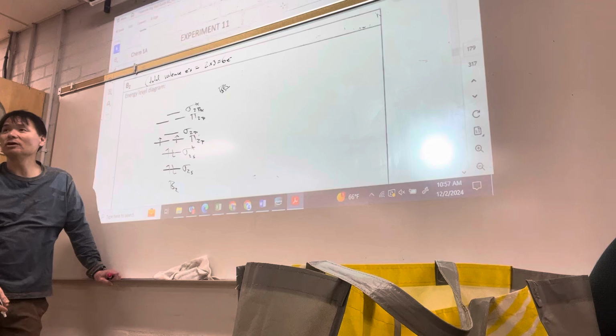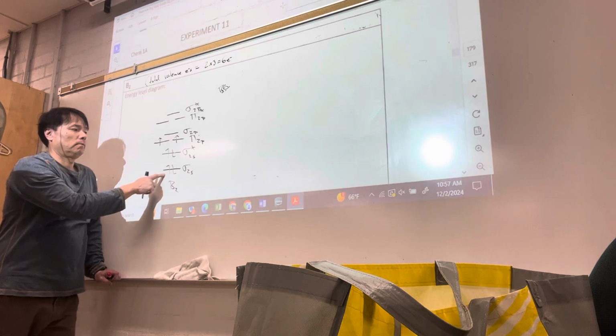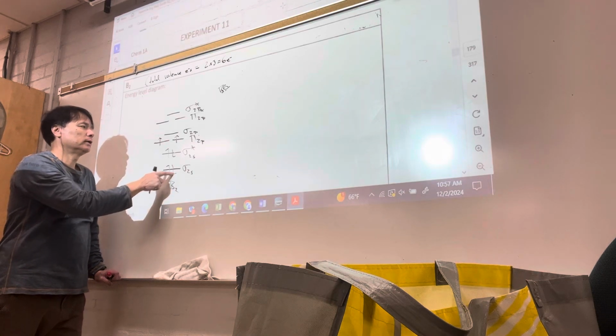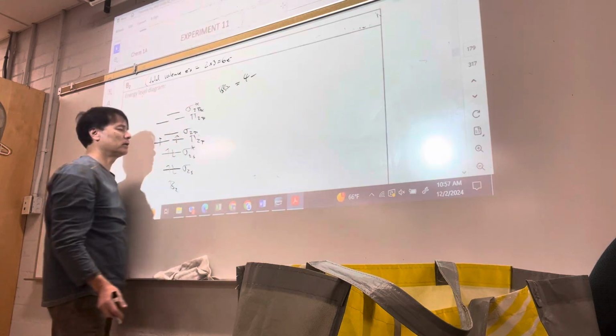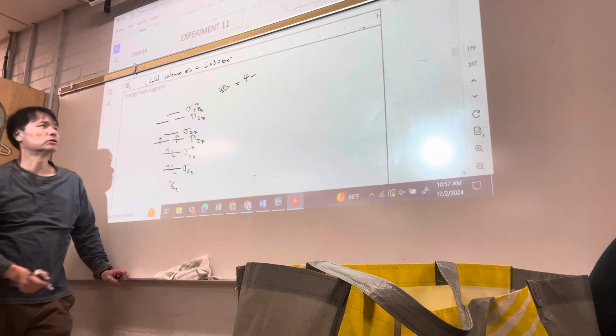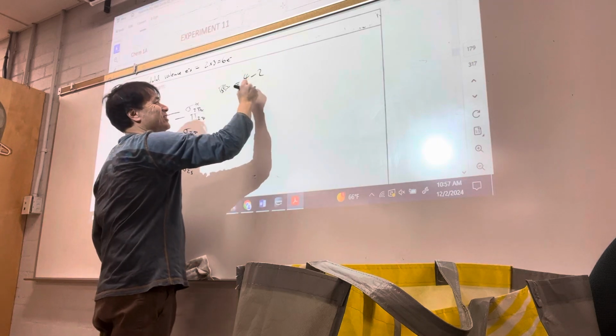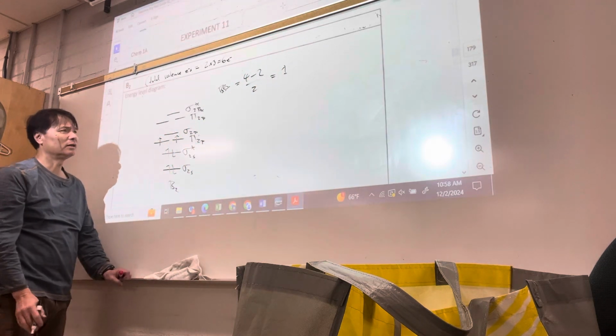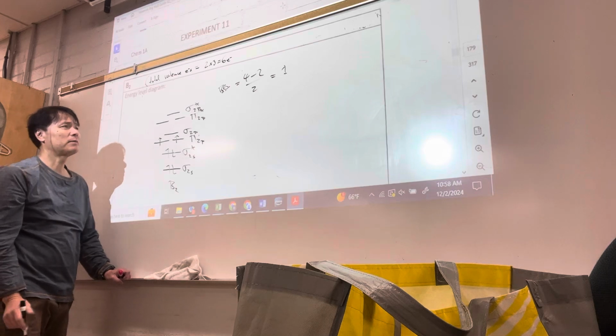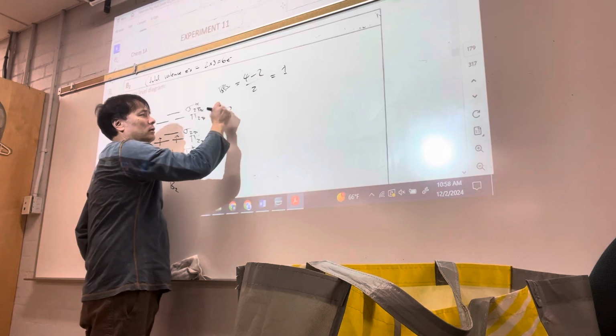How many bonding electrons do I have? Yeah, 4. 2 here and then 2 up here. So that's a total of 4. And anti-bonding electrons? 2. Divided by 2 gives us a bond order of 1. So we expect a single bond here. Is it paramagnetic or diamagnetic? It's paramagnetic.